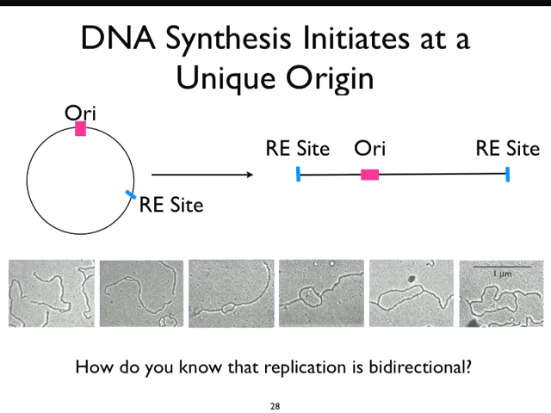Anyone? Don't all shout out. What tells you that it's bidirectional? Yes? The size of the bubble is getting bigger, so it's like opening up. Right. The ends are getting shorter. It's growing in both directions at once.